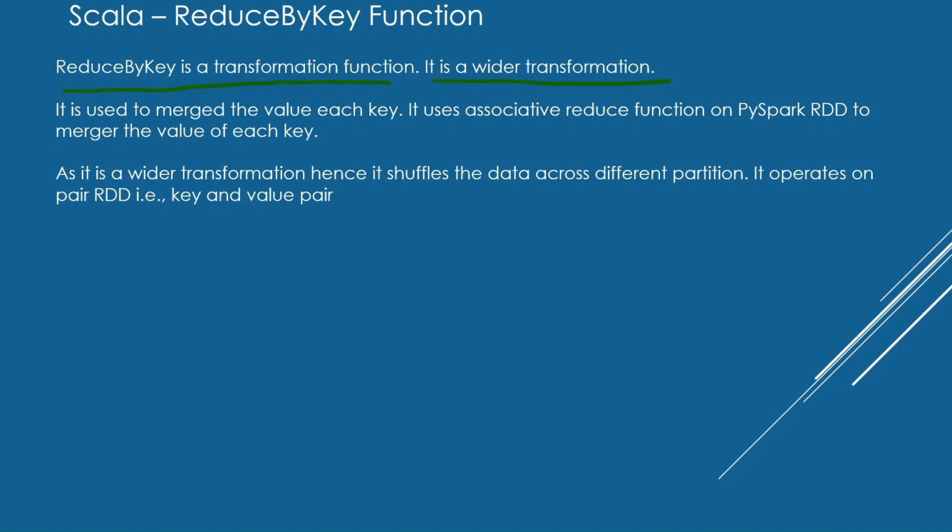Whenever you are going to do any kind of transformation, we generally use a transformation function, and ReduceByKey is one of them. And it is a wider transformation. If the transformation is wider, that means a shuffle operation is going to happen. But the good part is that ReduceByKey does the shuffle operation at the last stage of the transformation.